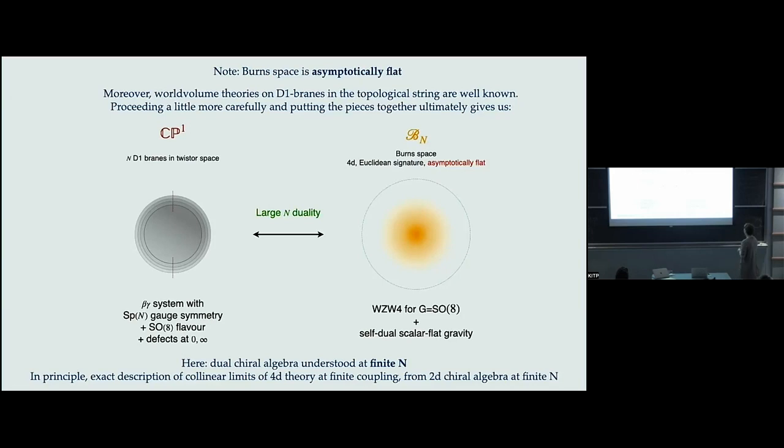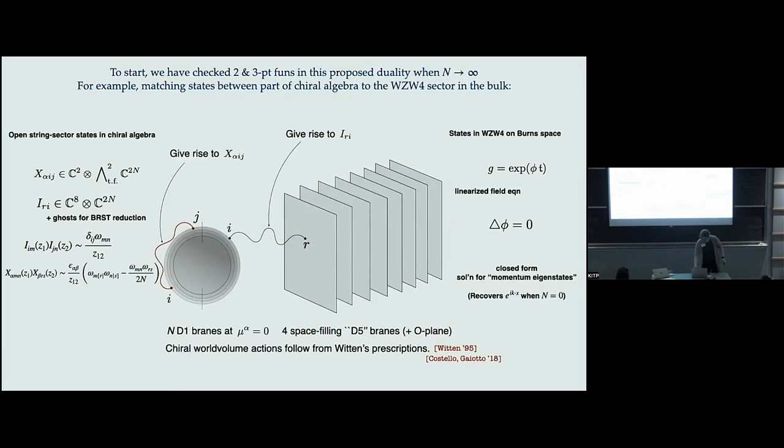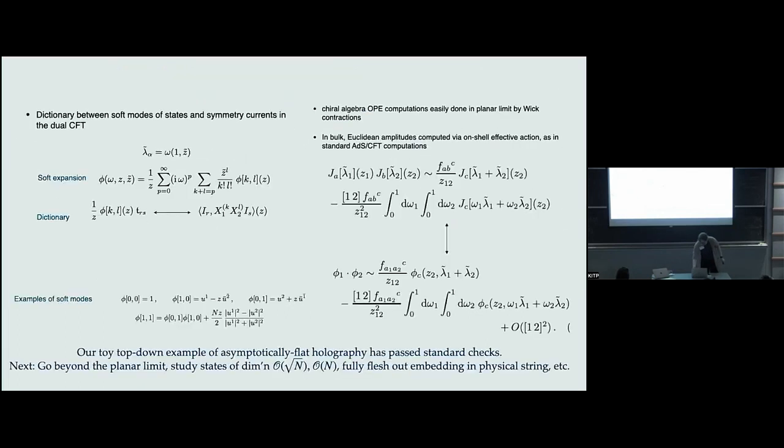And on the bulk side, again, we have our WZW model plus this scalar flat scalar, now on Burns space, this curved space-time geometry. I'm out of time, so let me skip that. I'll just mention again that we can do explicit checks.